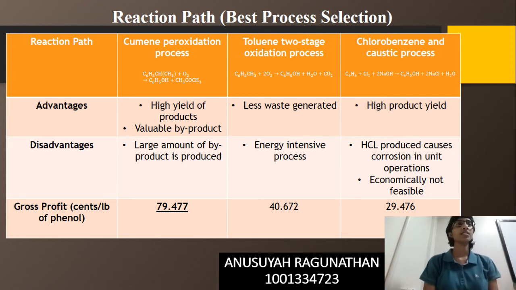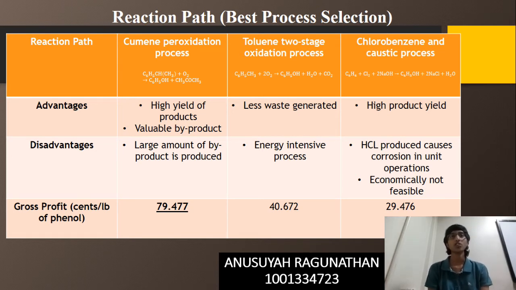The first synthesis step is to select the reaction path for the production of phenol. In the cumene peroxidation process, cumene reacts with oxygen to produce phenol and acetone. This process has a high yield of products and valuable byproducts are formed. A large amount of byproduct is also formed.